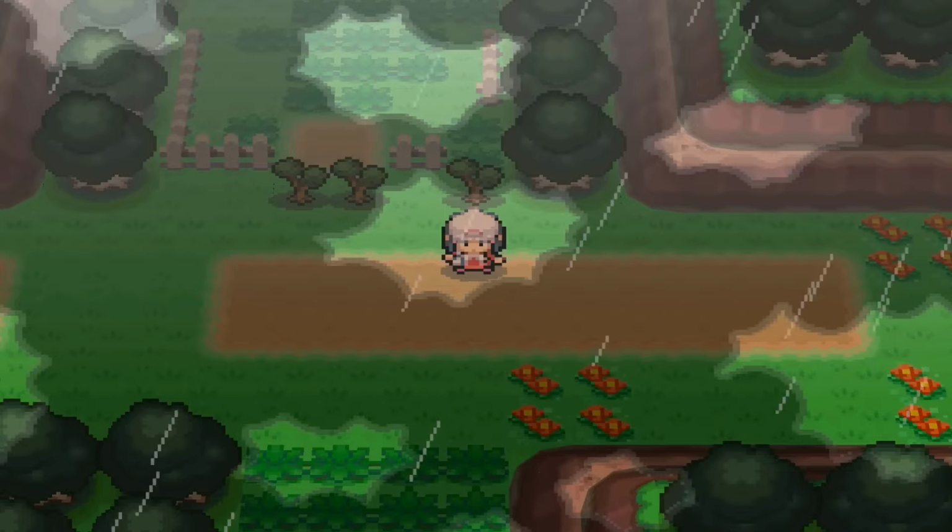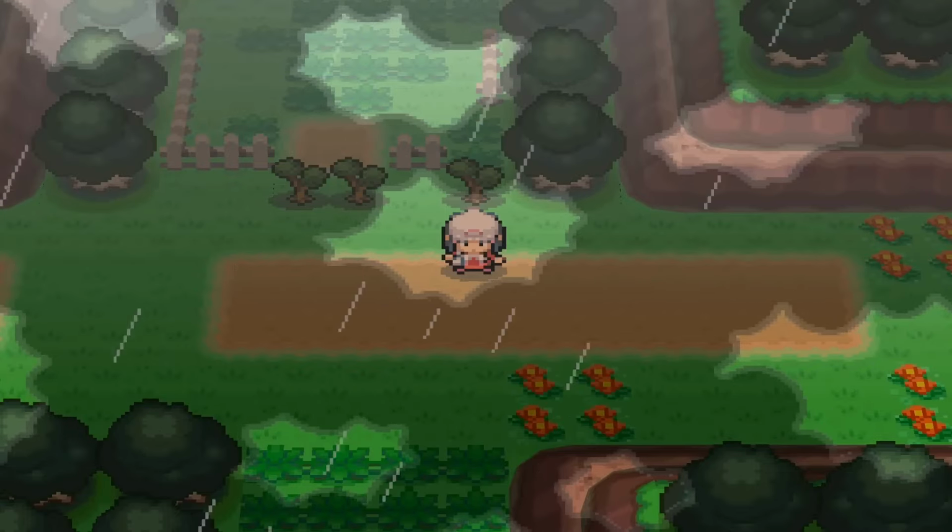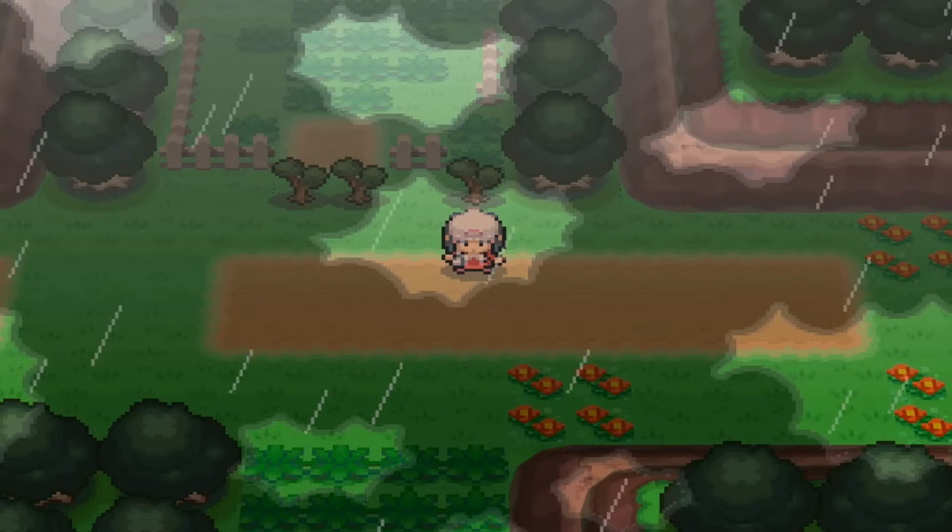Again, I've always had this very big knack for paleontology, and fossil Pokemon have always been part of my favorites.